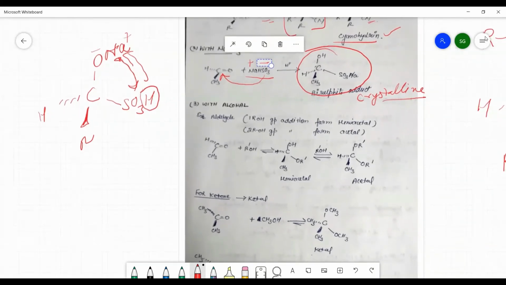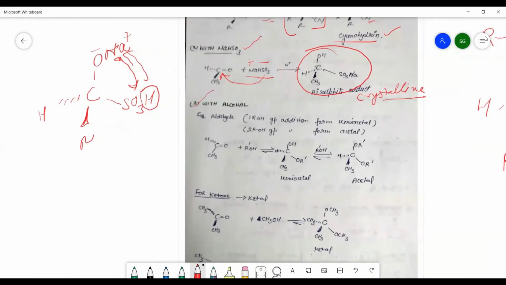Now the third one will be the addition of alcohol. In the case of aldehydes, when one ROH, one alcoholic group is added, it will form a hemiacetal like this. This is the hemiacetal. One ROH group will be added, and when two alcoholic groups are added, it will form an acetal. This is the acetal. One alcoholic group gives a hemiacetal. Addition of two alcoholic groups gives an acetal.